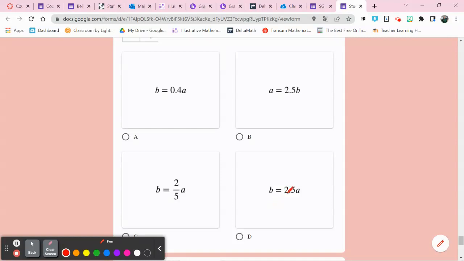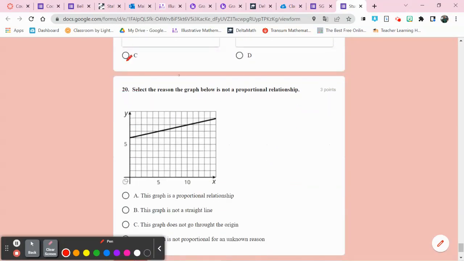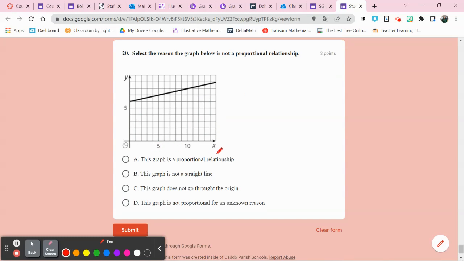And then finally, select the reason the graph below is not a proportional relationship. Well, I see it's a straight line, but does it go through the origin? Nope. So let's see what we have. This graph is a proportional relationship. No. This graph is not a straight line. Well, that's not true. This graph does not go through the origin. There it is. This graph is not proportional for an unknown reason. Nope. It's not proportional because it doesn't go through the origin.